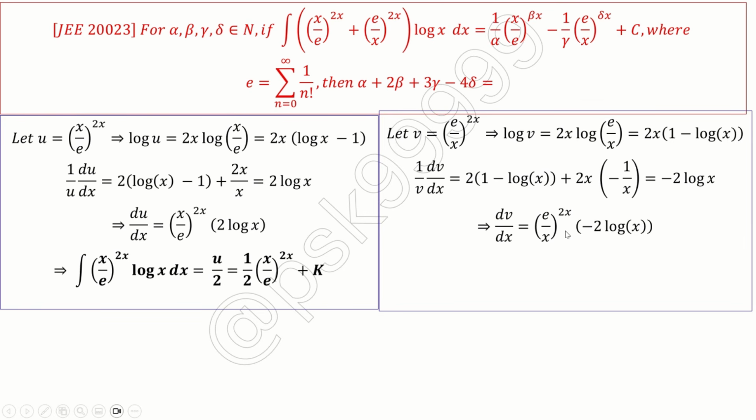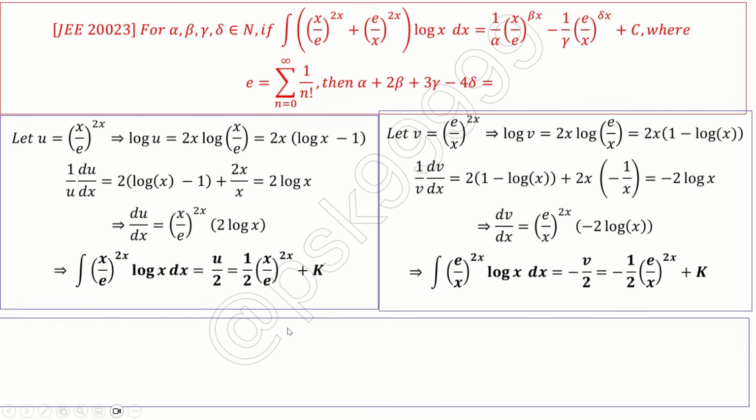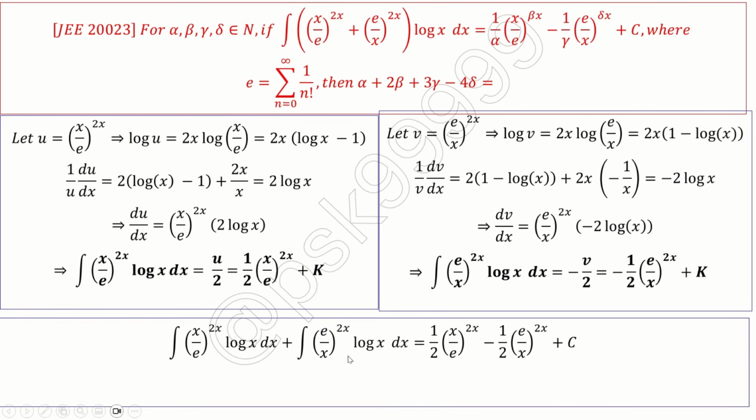If you integrate the second part, you get minus v by 2. Okay, this is minus v by 2, which is this value. Now we have both partials, it's just a matter of summing up. So this whole integration is nothing but the sum of these two integrations, which is this value here, which we derived just now. And the constant will become some new constant, that's all.